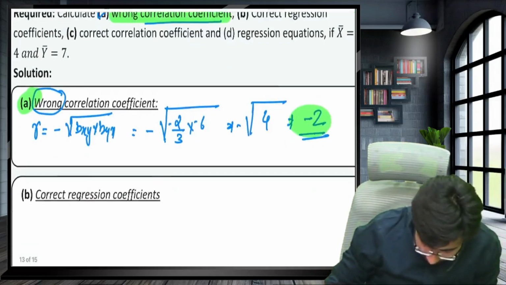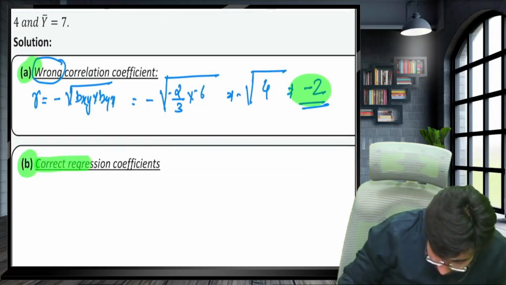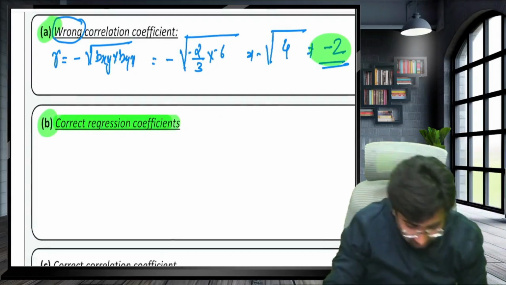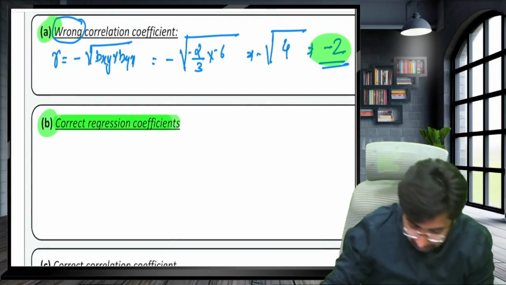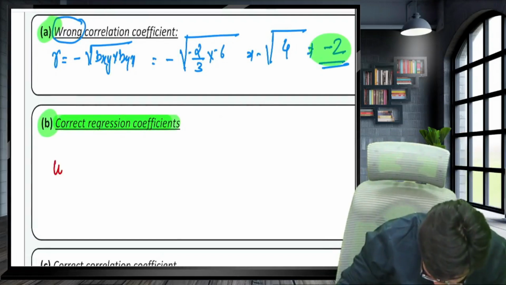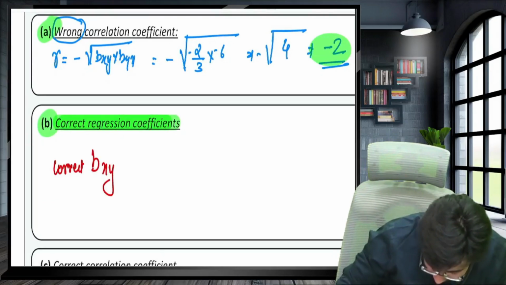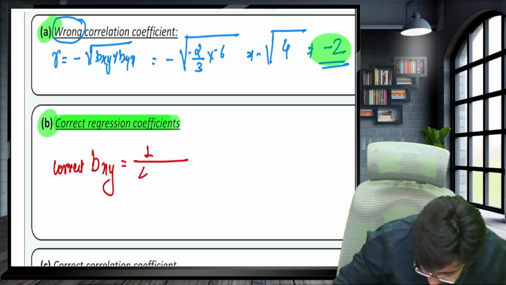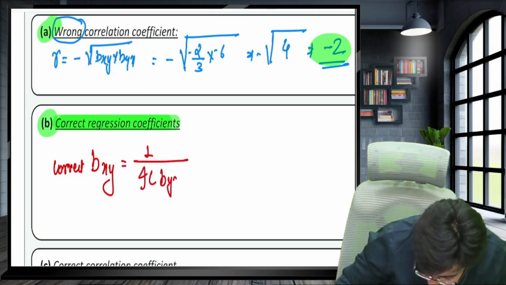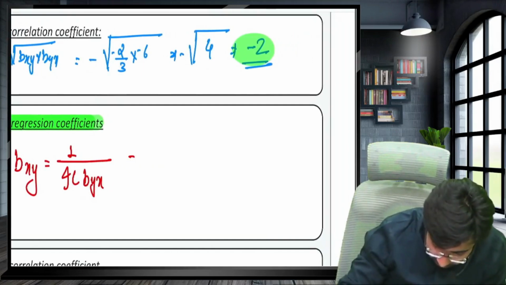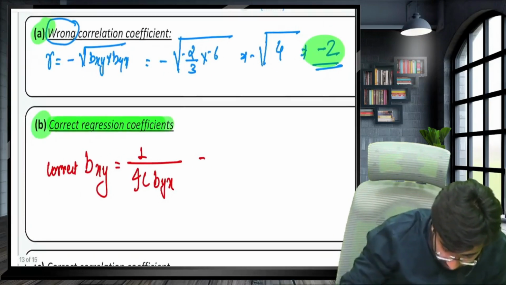Guys, now compute the correct regression coefficient. Now I am asking about the correct regression. Tell me the correct bx on y. So this will be 1 upon the incorrect by on x. So let's take the reciprocal of, sorry, I have to solve more things. Wait, limited space.